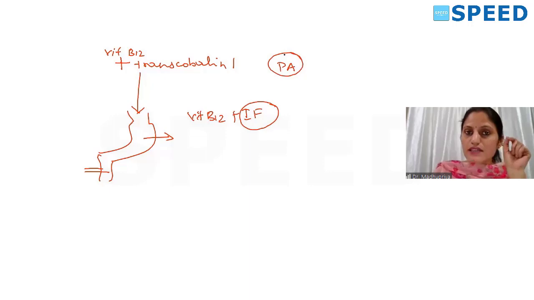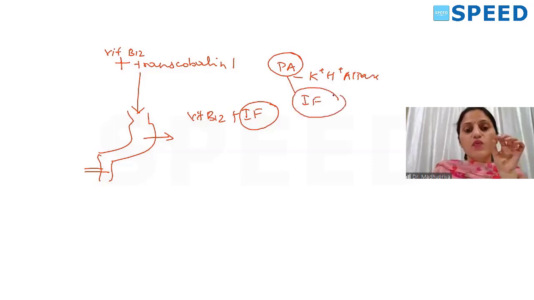What is pernicious anemia? It is an autoimmune disorder where antibodies are found against two components: the potassium hydrogen ATPase pump, okay, and intrinsic factor. The antibodies against intrinsic factor are very specific for pernicious anemia, but they are usually found only in 50% of the patients.